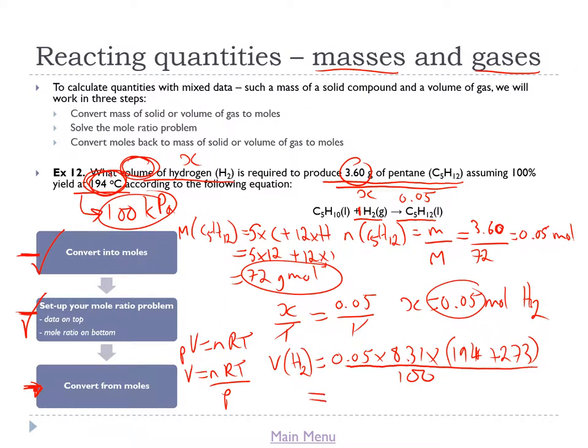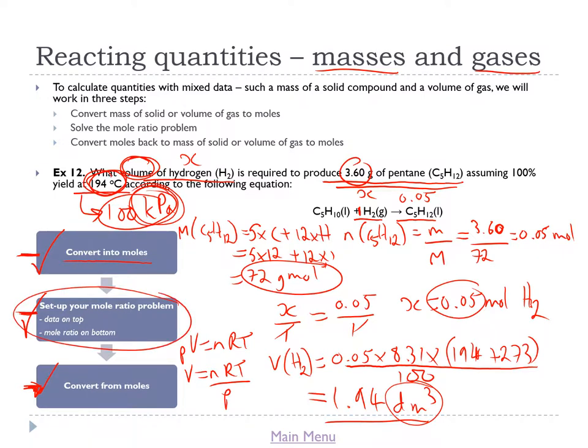And if we stick that into the calculator, we come to an answer of 1.94 decimeters cubed. Now, it's just worth reinforcing the point that because the pressure is given in kilopascals, we will be given the volume in decimeters cubed, and we don't need to convert it into meters cubed or into pascals. Those two units work together nicely. Okay, so just to recap the method, we start with our mass and we convert that into moles first. Then once we've got some moles, we do our mole ratio problem. And then once we've got a new number of moles, we convert back into whatever quantity we're trying to find.